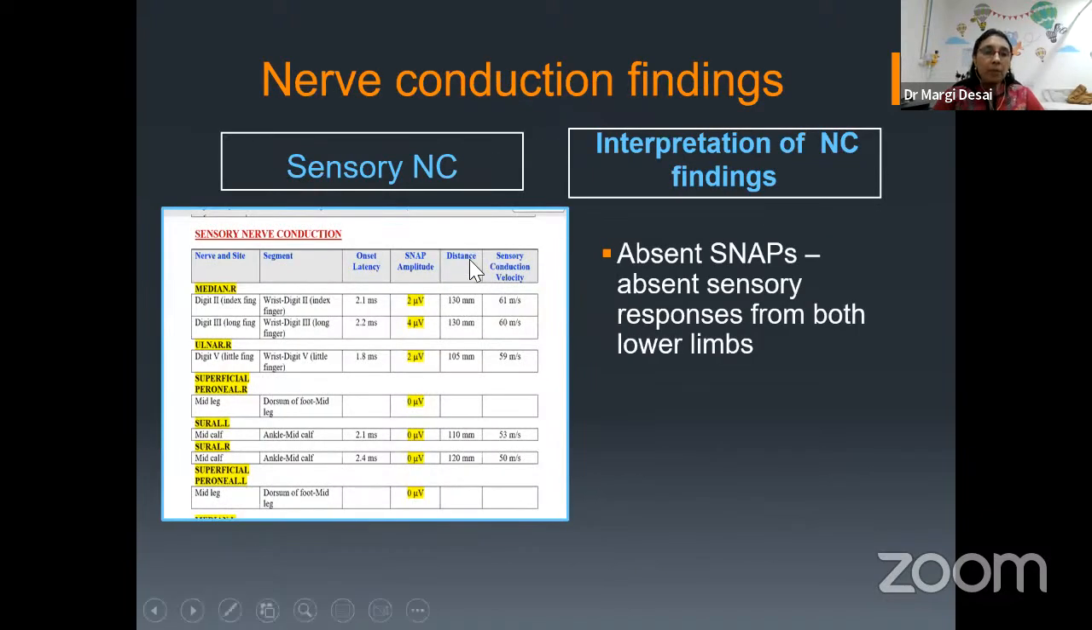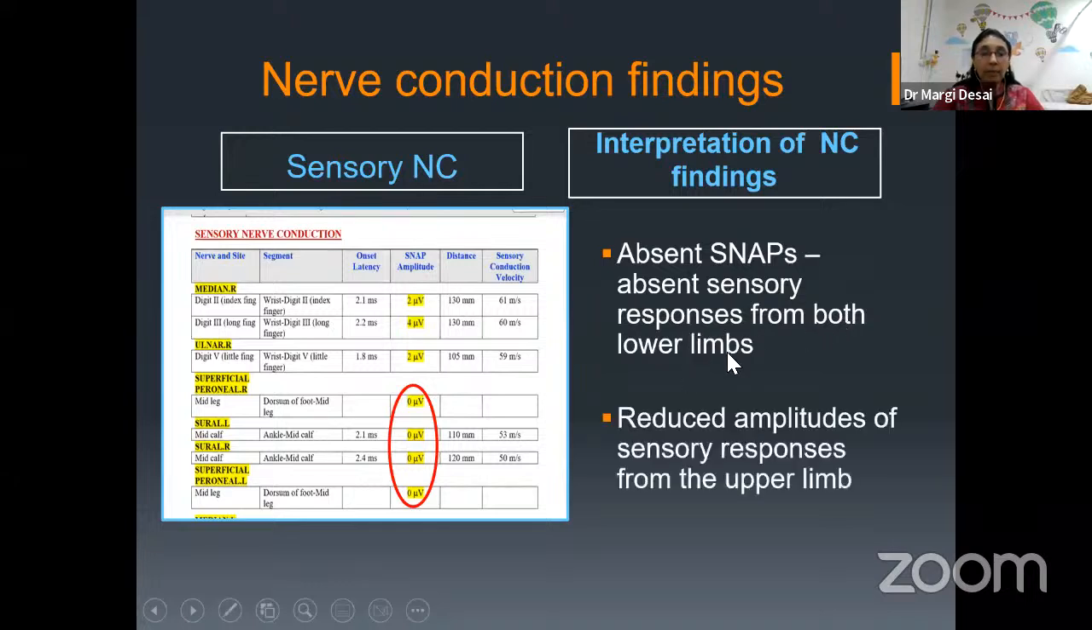Sensory nerve conduction was performed. Now, as you can see here, this is superficial peroneal and sural nerve conduction. So these are sensory nerves in the lower limbs. And as you can see here, look at the SNAP amplitude, it is absent. So there are absent sensory responses from both lower limbs.